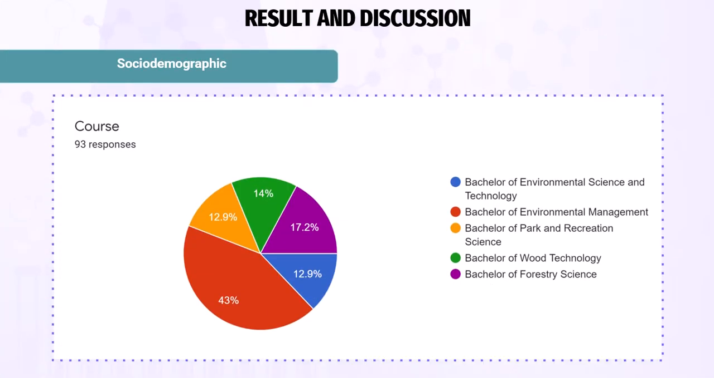Most of the respondents are Bachelor of Environmental Management students, which is 43%. For Bachelor of Forestry students, the respondents are 17.2%. 14% of the total respondents are Bachelor of Wood Technology students, while 12.9% are Bachelor of Park and Recreation students. The remaining 12.9% are Bachelor of Environmental Science and Technology students.